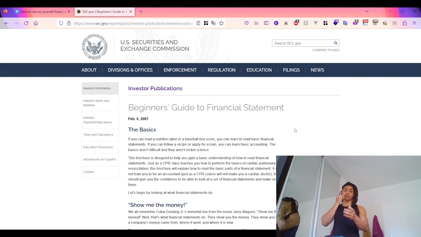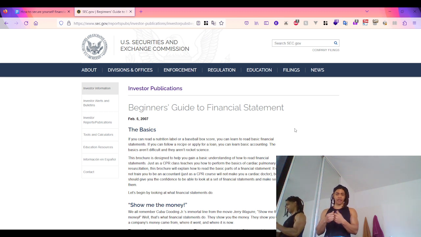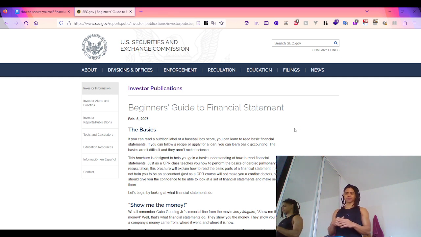Much like a CPR course trains you to perform basic cardiopulmonary resuscitation, this section will give us the basic notion of how to read the basic parts of a financial statement. It won't train us to be an accountant, much like a CPR course won't train you to be a cardiac doctor. After all, the financial statements show you the money, and you have four of them.